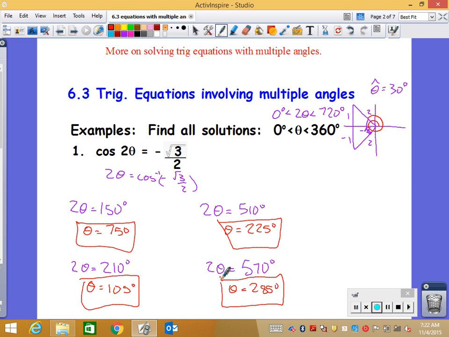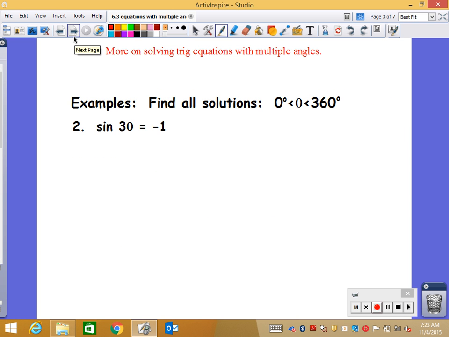Remember, I had to go around the circle twice because I'm dealing with 2 theta. So I had to incorporate these first 2 for my first time around the circle, and then the second 2 for the second time around. So let's do this one. Sine of 3 theta equals negative 1.